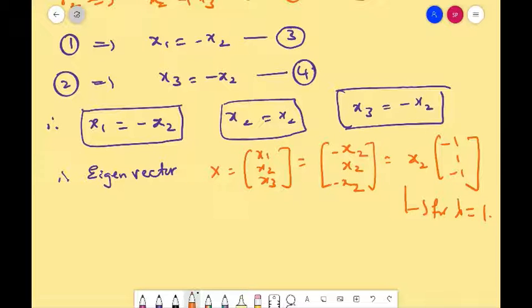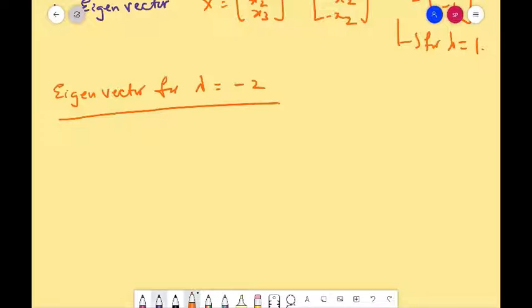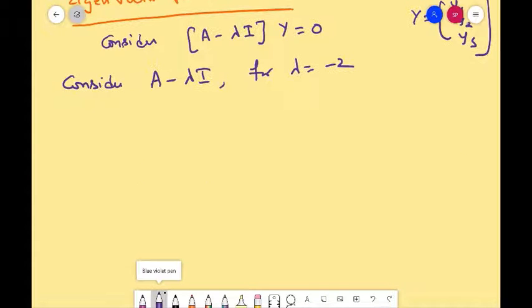Now in a similar way, let us look at the eigenvector for lambda is equal to 2. Then next one, eigenvector for lambda is equal to minus 2. So for this also consider a minus lambda I times y is equal to 0. Here I will take y as y1, y2, y3. You can take even x1, x2, x3, but I am taking here y1, y2, y3. So for this consider what is now a minus lambda I for lambda is equal to minus 2. So 1 minus lambda in the diagonal.